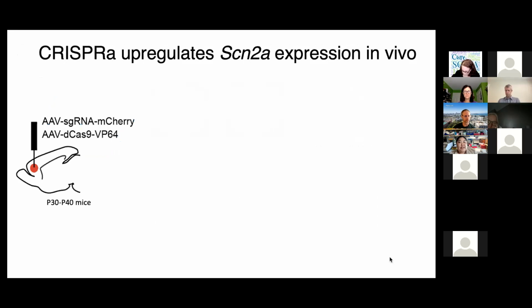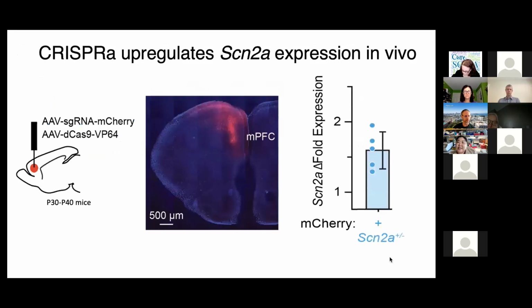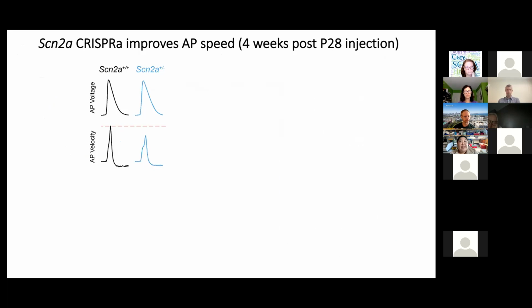We found that injected adult SCN2A heterozygous mice show a 1.6-fold upregulation in SCN2A mRNA expression when compared to their respective uninjected hemispheres. We were really excited to see that SCN2A CRISPRa not only upregulates mRNA expression, but it's also able to improve that action potential speed deficit.